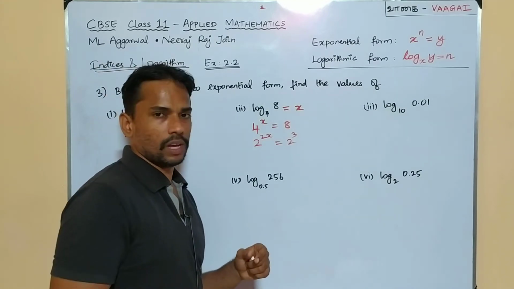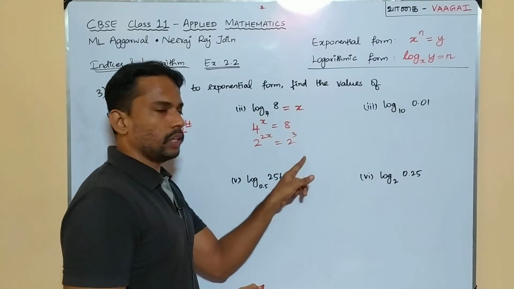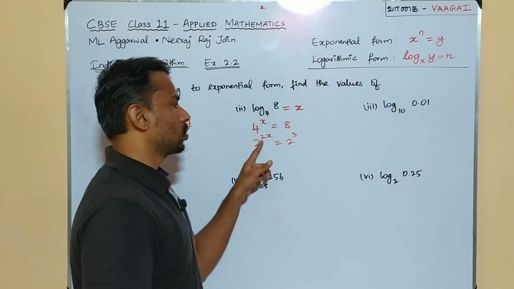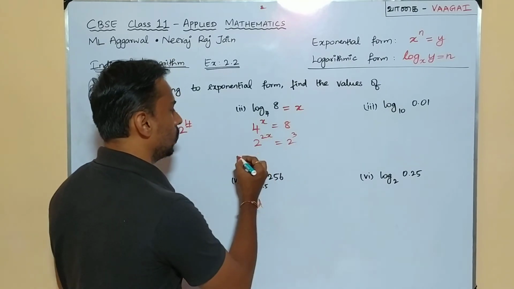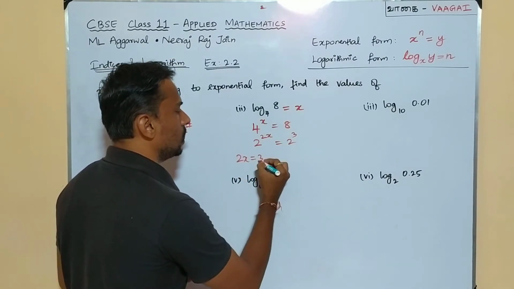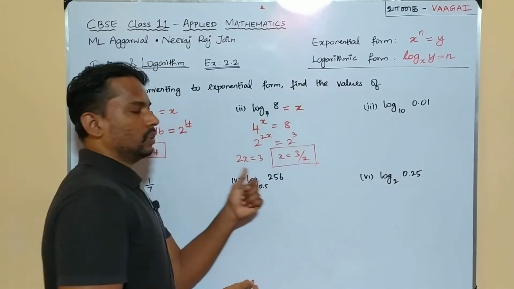So 2 to the power 3 we can write, because 2 cube is 8, right? That's why. Okay, so now again we got both the things with the same basis, so now we can easily compare the powers. When you compare the powers, we will be getting 2x is equal to 3, and that means x is equal to 3 by 2 is going to be the answer for this question.